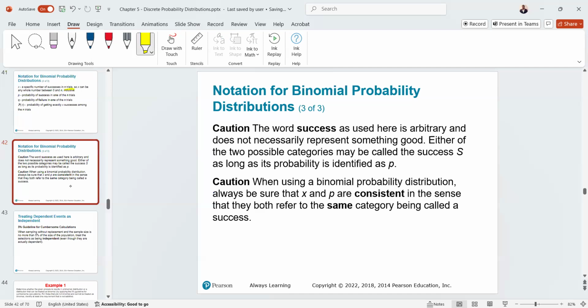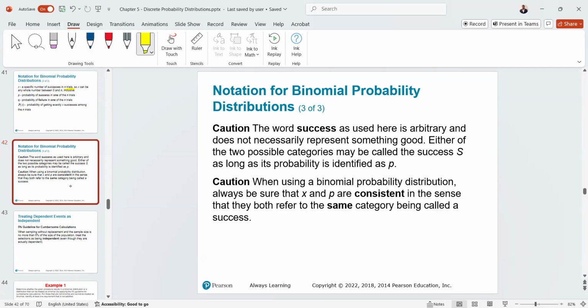Make sure that you understand that the word success as used here is arbitrary and does not necessarily represent something good. Either of the two possible categories may be called the success, as long as its probability is identified as P. When using a binomial probability distribution, always be sure that X is the number of successes and P is the probability of success. You need to make sure you use X and P in the sense that they both refer to the same category being called success.